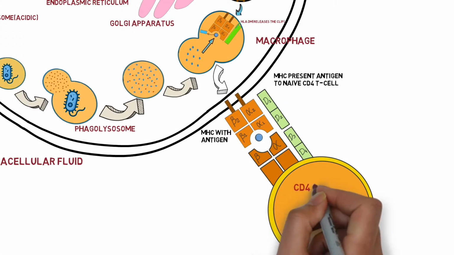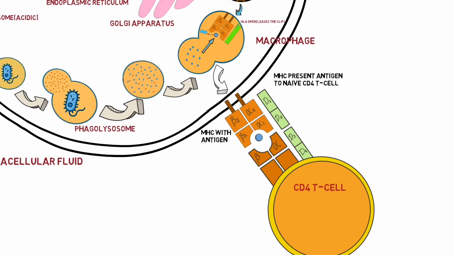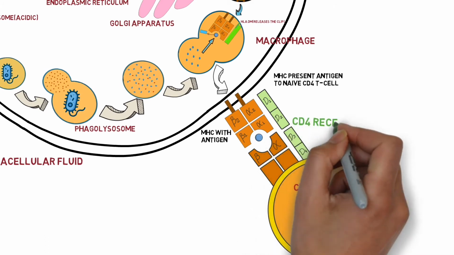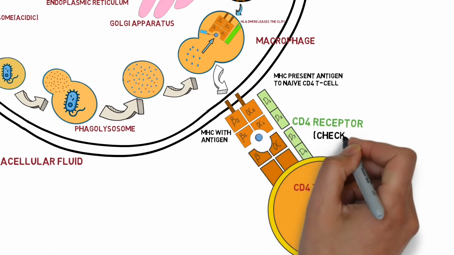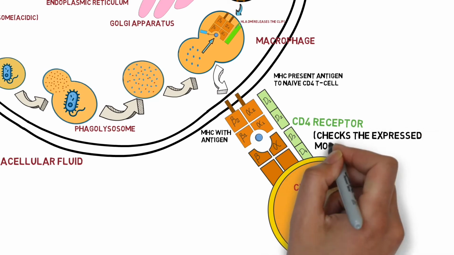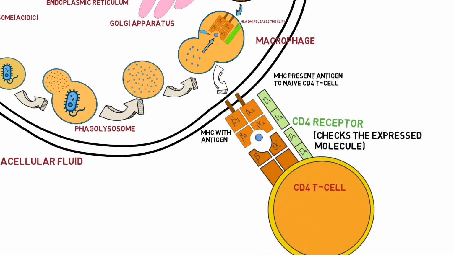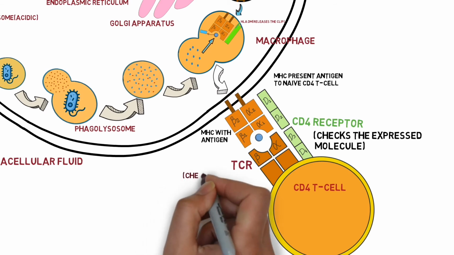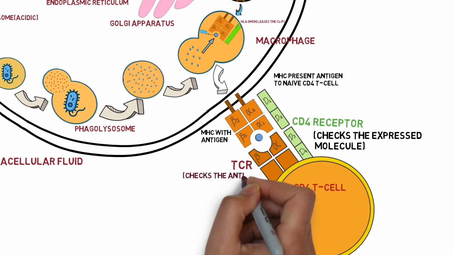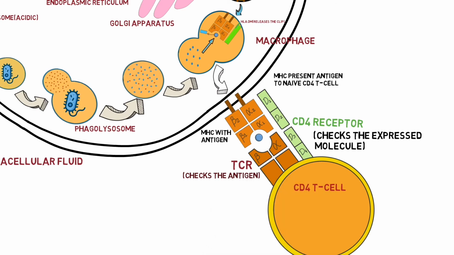Now this is our naive CD4 T-cell. This CD4 T-cell has a receptor known as the CD4 receptor, which checks whether the expressed molecule is an MHC class 2 or not. The CD4 receptor is made up of D1, D2, D3 and D4 domains. It will bind to the alpha portion of MHC class 2. If that is completed, the CD4 T-cell has another receptor called TCR, the T-cell receptor. The TCR checks the antigen, that is, the groove or binding site of the TCR is specific for each antigen.